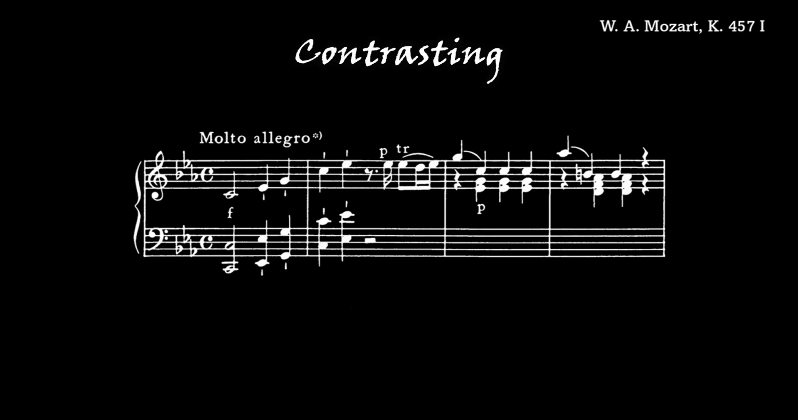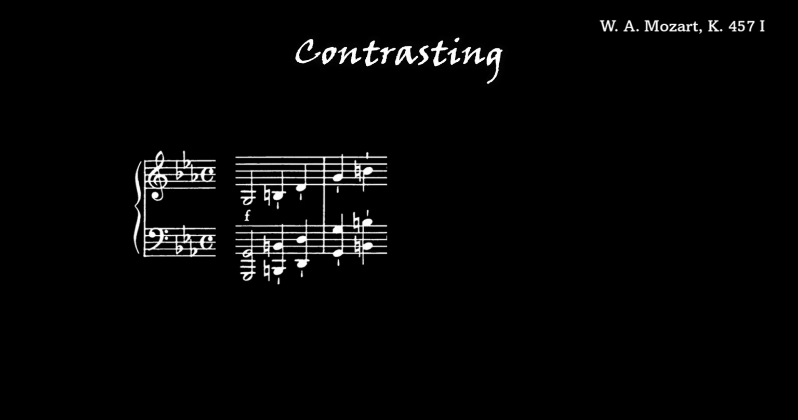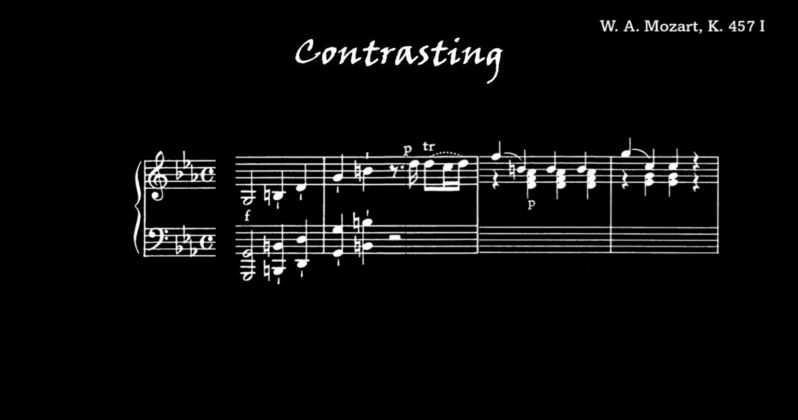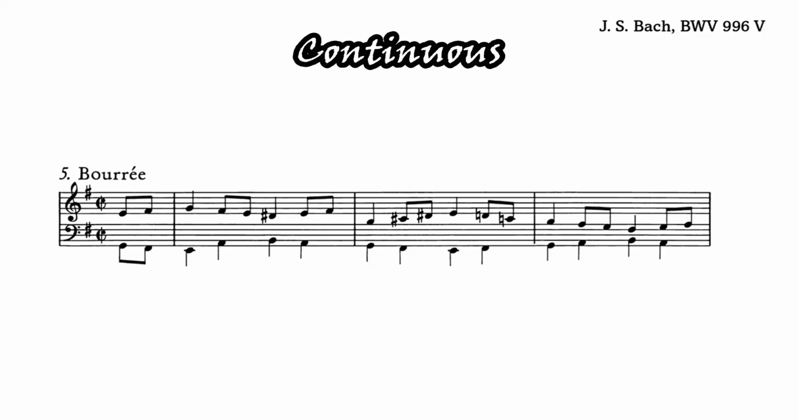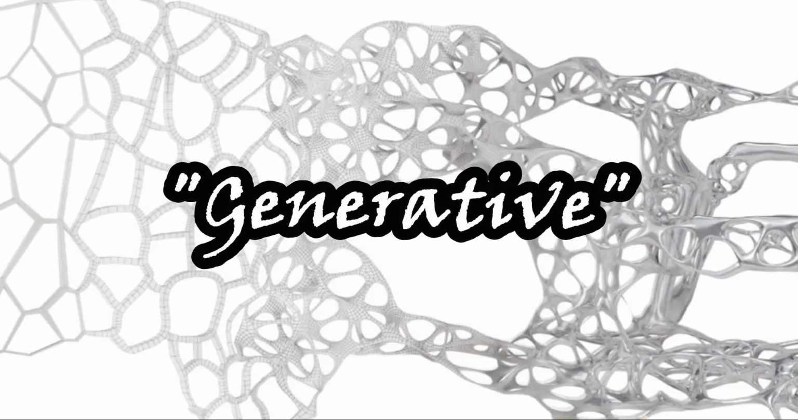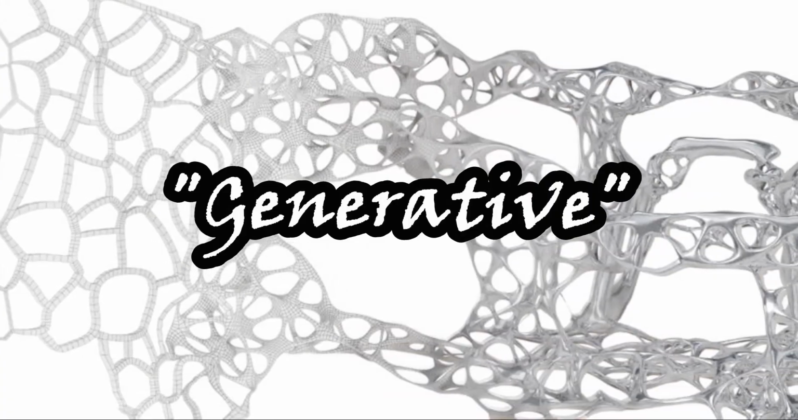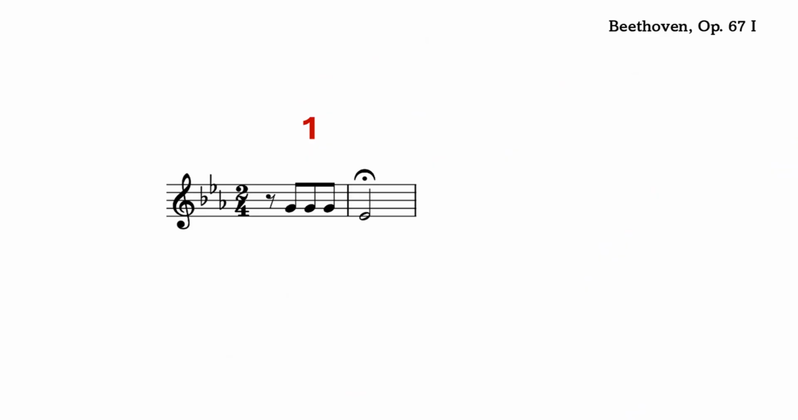In the contrasting type, the motifs are presented together, but later on they can be split and reappear in different places. On the other end, in the continuous style, one motif tends to have preeminence over the others. And finally, in the generative type, an initial motif is treated as the germinal seed of further and more developed structures.